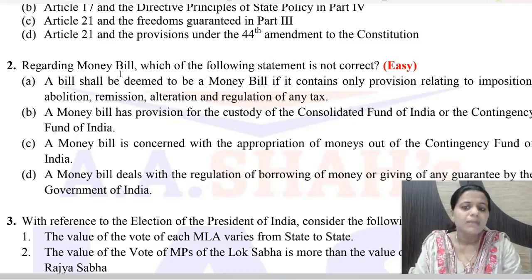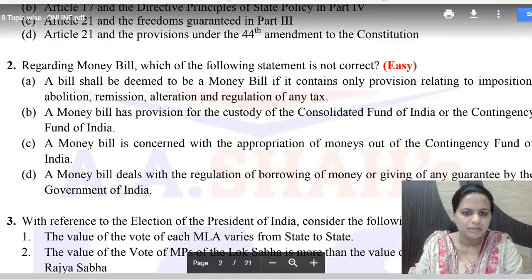Again, this was directly a question from current affairs, the definition of money bill, which is provided in the Constitution. You should know about those, which have been given quite often in news as such too. We have seen images with a clear definition of money bill also provided. That is the basis on which this question has also been asked. Here again, the option is C, the incorrect statement. The statement that money bill is concerned with appropriation of monies out of the Contingency Fund of India is not correct. It is out of the Consolidated Fund of India. So this is the incorrect statement.